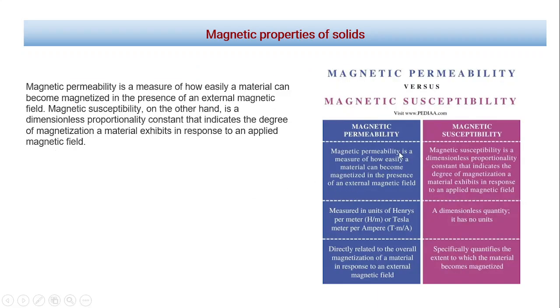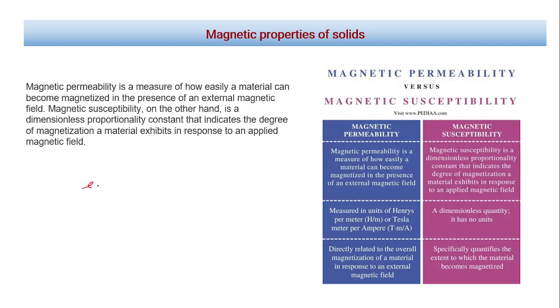Again, if we revise it, magnetic permeability is a measure of how easily a material can become magnetized in the presence of an external magnetic field. Magnetic susceptibility is another thing. Magnetic susceptibility is a dimensionless constant. Okay, I forgot to tell you about the units.